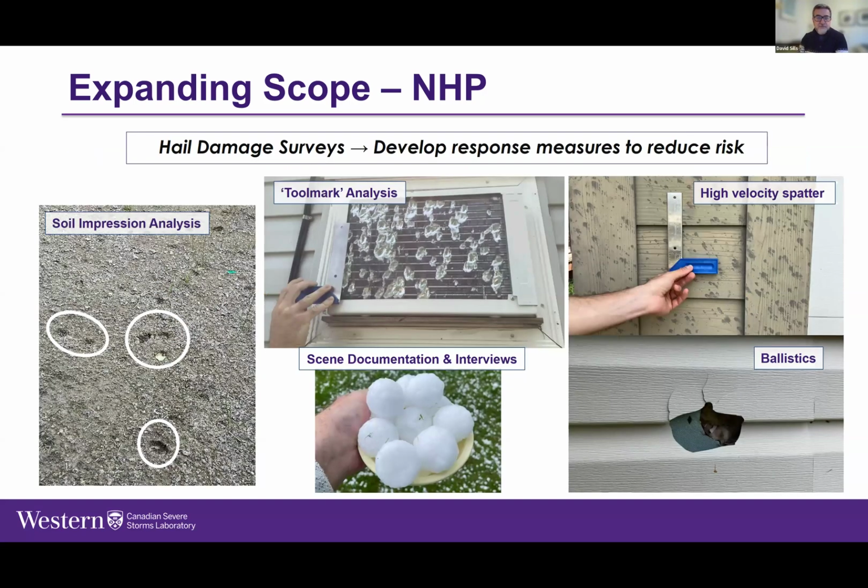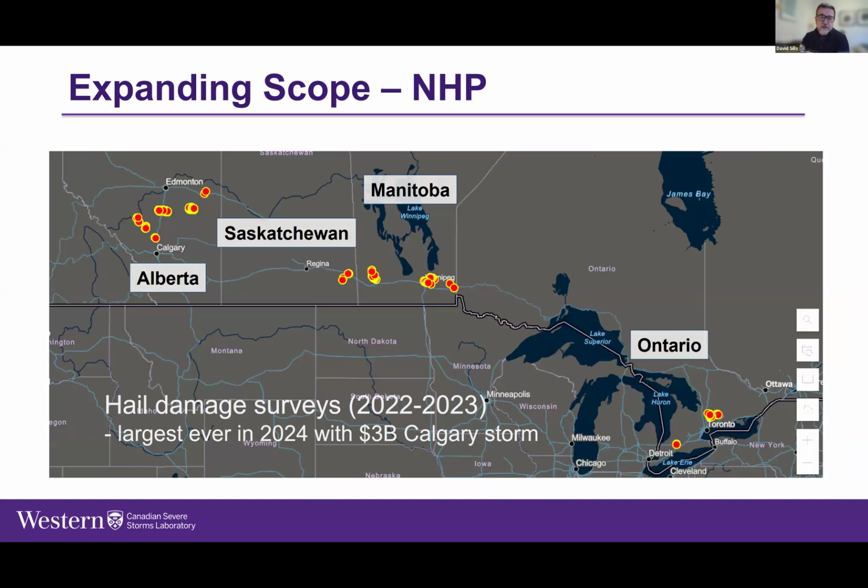And then doing hail damage surveys. So this is basically forensic level surveys of hail damage that's occurred in communities. And we're doing more and more of these to try to get a sense of how hail is causing damage to buildings, to infrastructure, to crops, and these kinds of things. And you can see this is where hail damage surveys were conducted in 2022 and 2023.